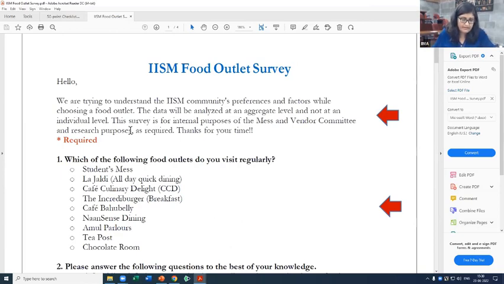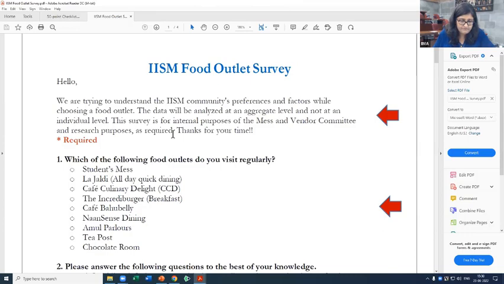Okay. So the first paragraph is: we are trying to understand the ISM community's preferences and factors while choosing a food outlet. The data will be analyzed at an aggregate level and not an individual level. This survey is for internal purposes of the mess and vendor committee and research purposes as required. This is a very ambiguous statement. No one knows what is internal purpose, what is required, what is research purpose. People just write it and they don't realize that it doesn't mean anything to the participant. What exactly are you going to do with the data that I give you?